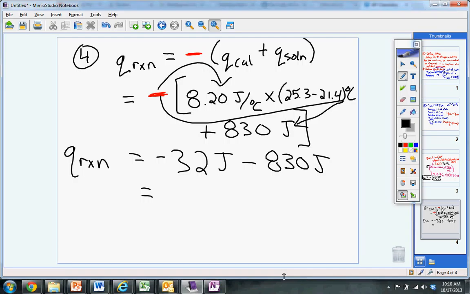Yes? It's the whole kit and caboodle here. So this is of the solution, right? Remember, the solution gained 830. When we solved at the beginning, the reaction lost. We solved for Q of the reaction in the first one. Q of the reaction was negative because they were losing heat, giving it to the solution, making it a positive number. You're good? All right, what do I get?